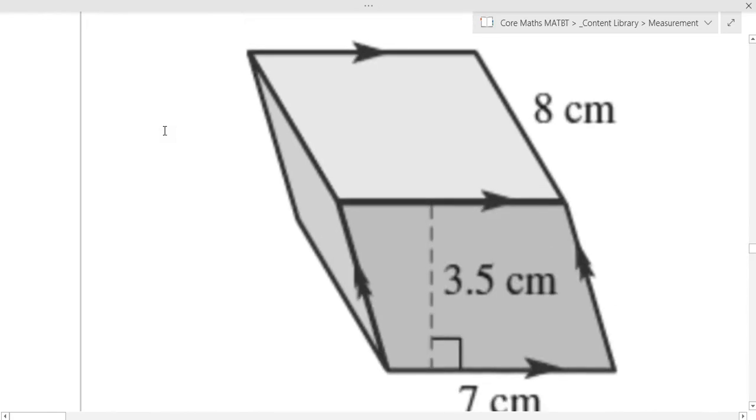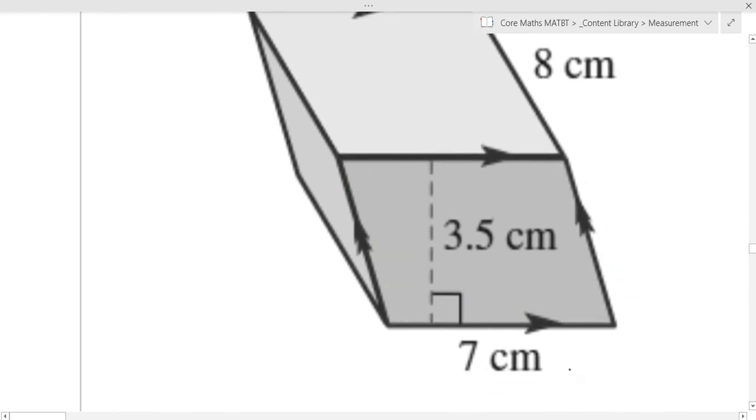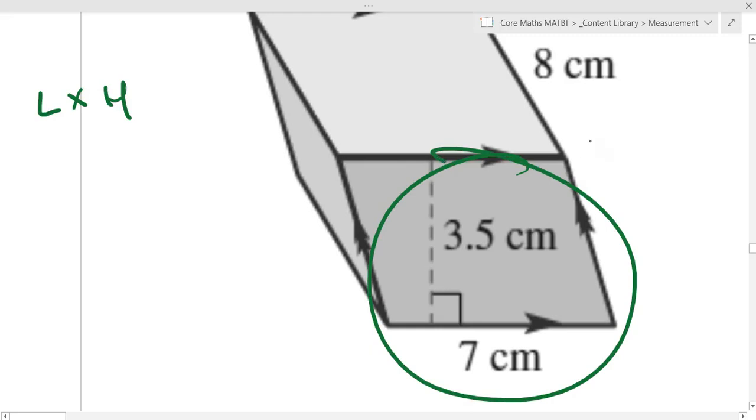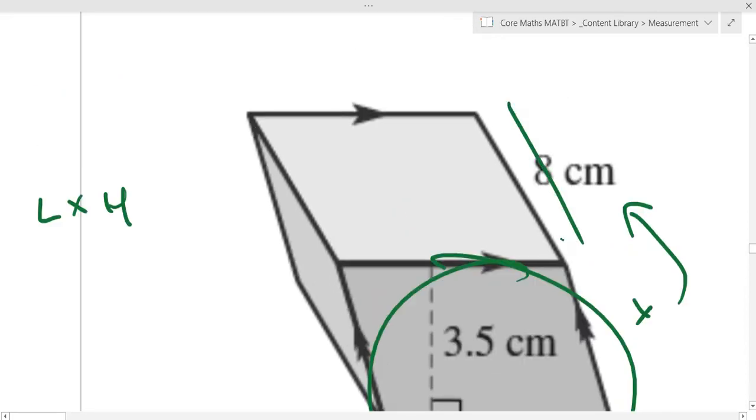Parallelogram. So for a shape like this, area of the parallelogram. I can see that for this I've got a length of 7 and a height of 3.5. For a parallelogram, it's going to be length times height. So if I find the area of this and then multiply it with the length of this, I can find its volume.